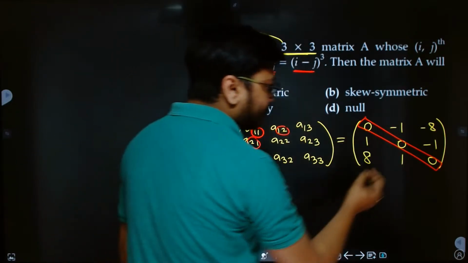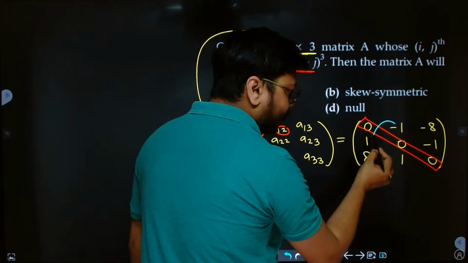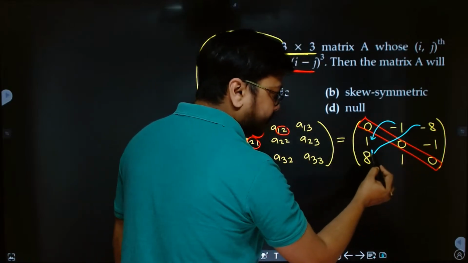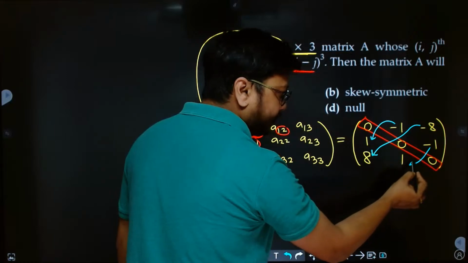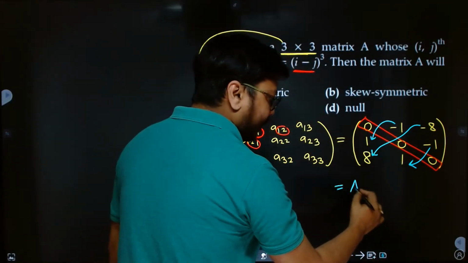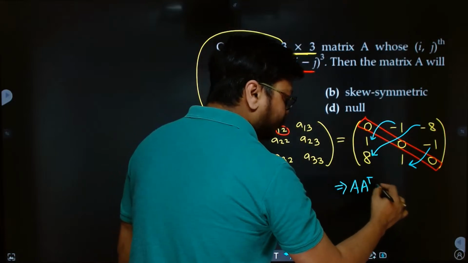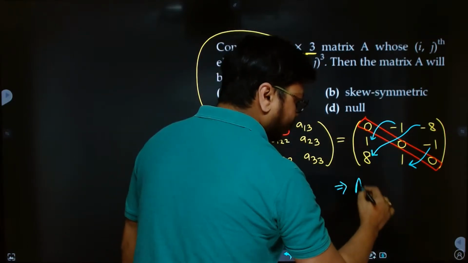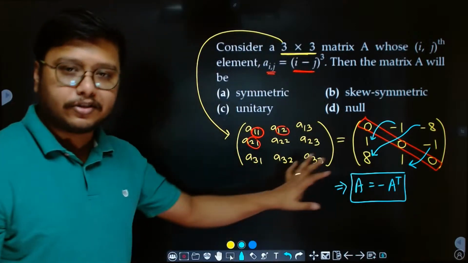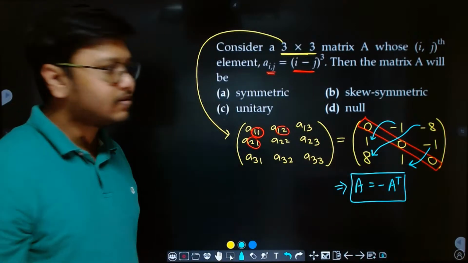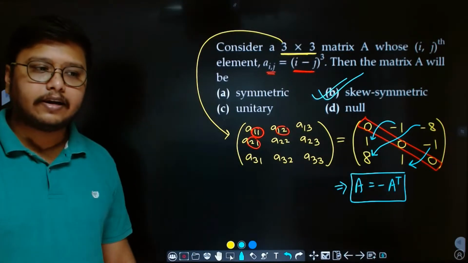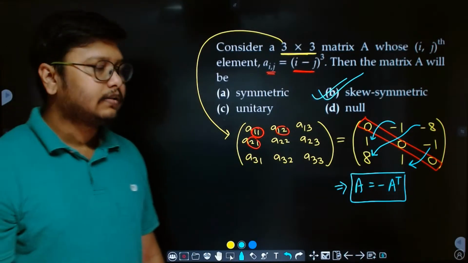And secondly, you can see this position, if you multiply with a minus sign, you get this value. This position you multiply with a minus sign, you get this value. This position you multiply with a minus sign, you get this value. So basically this is satisfying A transpose equals minus A, which is the skew symmetric property. So that means this is a skew symmetric matrix. Right? Simple.